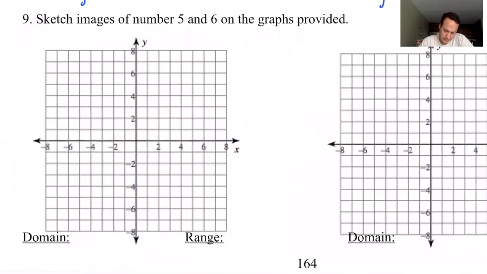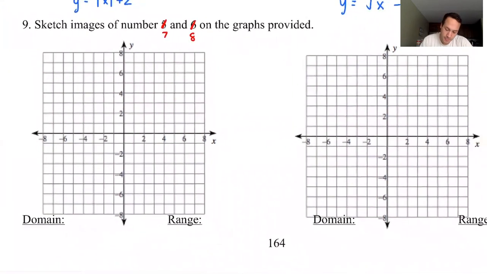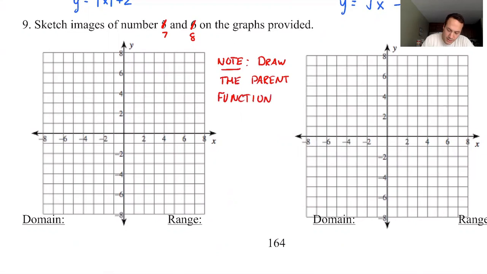Now, I do want to point out, I don't really like the graphs of 5 and 6. They don't really fit. So we're going to do the graphs of 7 and 8. Now, when I do these, I'm a big fan of drawing the parent function. Remember, the parent function is just the original function. Draw the parent function as a dotted line or dashed line.